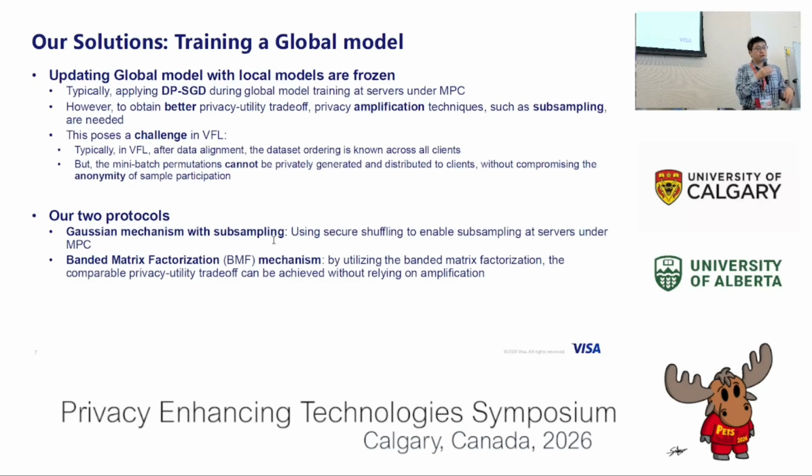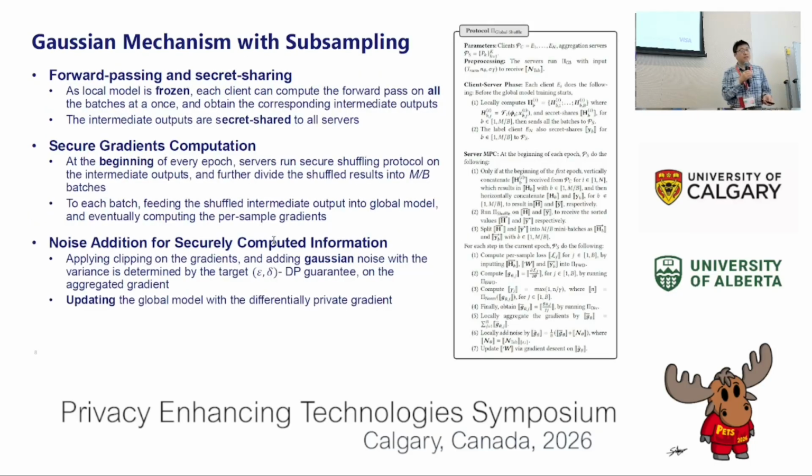And then another is that we use the banded matrix factorization, the BMF, and under this mechanism, we will not use the subsampling anymore, but we can still achieve almost the same performance compared to the Gaussian mechanism. So for the Gaussian mechanism with subsampling, the key idea is still pretty straightforward.